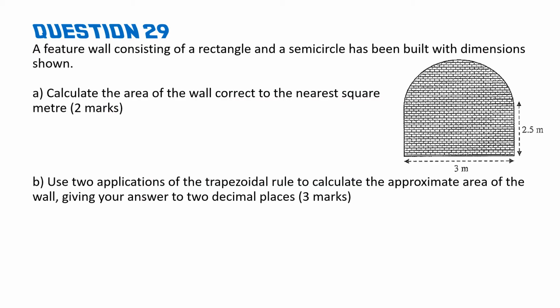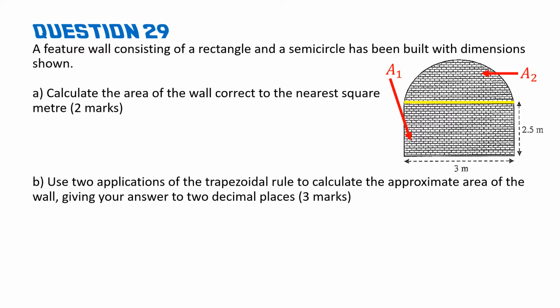Picking up with question 29, we have a feature wall consisting of a rectangle and a semicircle which is being built with the dimensions as shown. We want to calculate the area of the wall correct to the nearest square metre. Now we've got two sections there, a rectangle and a semicircle, so let's just put in a yellow line there that splits them into the two. So now we can clearly see what our two areas are. Let's call area 1 our rectangle and area 2 our semicircle.